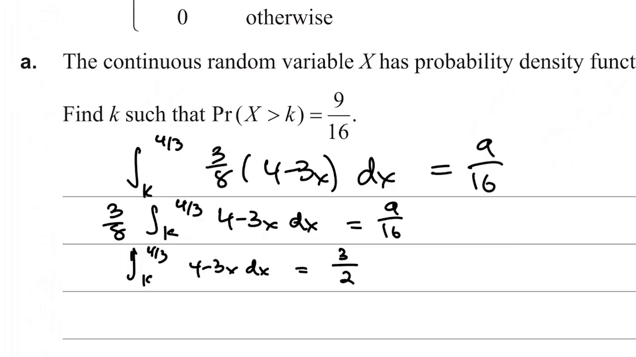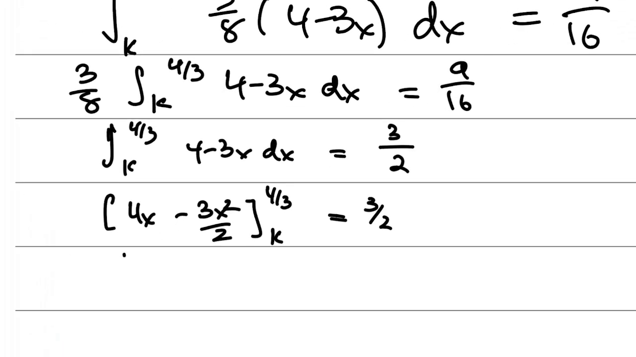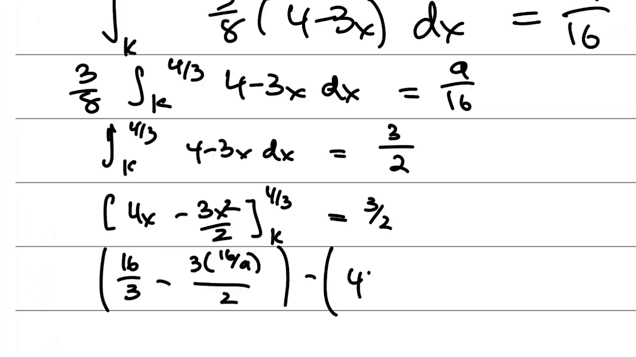Okay. So from there, we can then integrate. So we have 4x minus 3x squared on 2 with bounds k and 4 on 3. Then we'll just sub it all in. So we have 16 on 3 minus 3 times 16 on 9 on 2. That's from subbing in 4 on 3. We sub in k as well, so you get 4k minus 3k squared on 2.